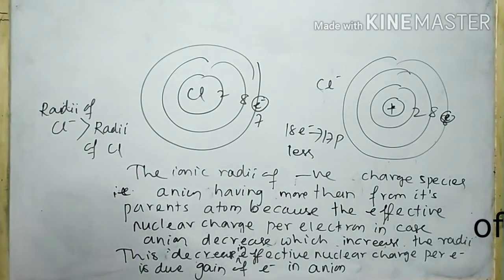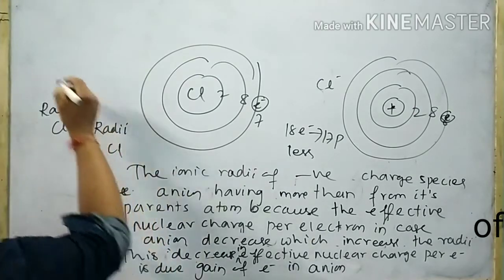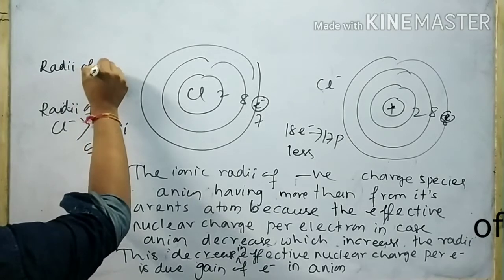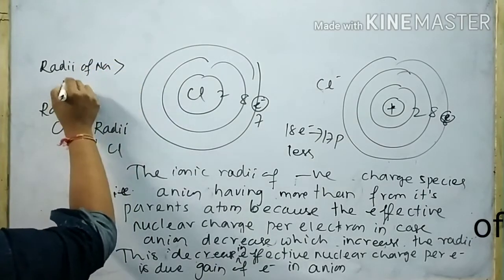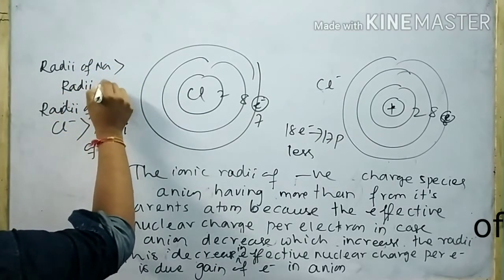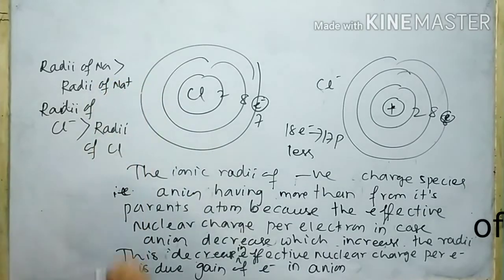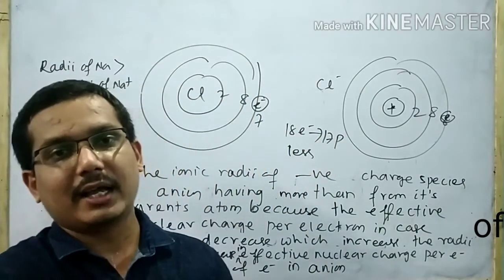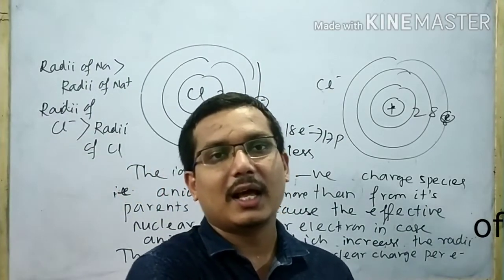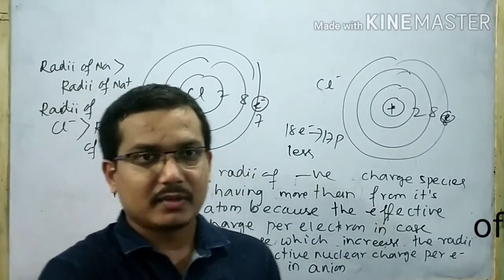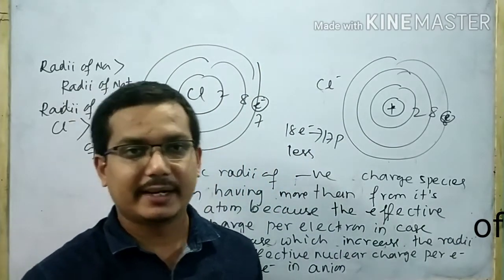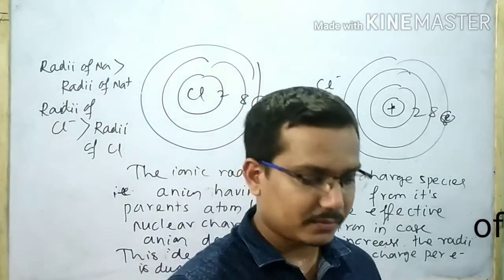Similarly, we can give an example in the case of a cation: the radii of Na is more than the radii of Na plus. Finally, we conclude that the radii of a cation is less than the radii of an atom, while the radii of an anion is more than the radii of an atom.